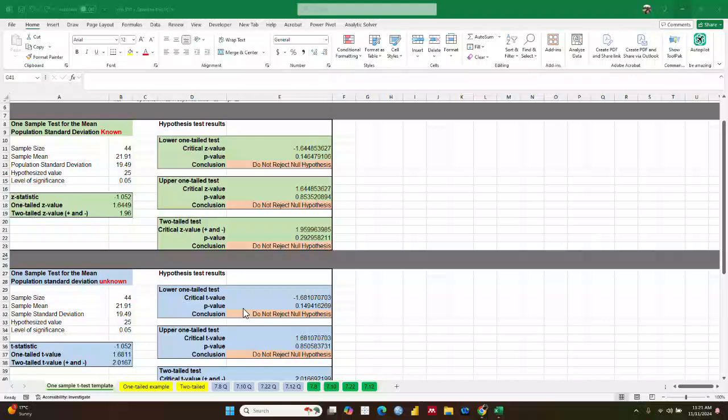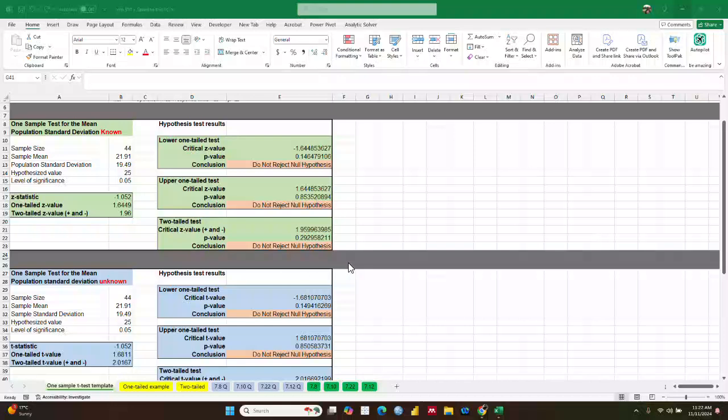So here is how the templates look. The first thing that you need to do is identify the situation of your example. The most important thing is whether the population is known or unknown. If the question gives you a clue regarding the historical data and the standard deviation of the population, then we go with this part of the template, the population known, which assumes Z distribution and performs Z test for you.